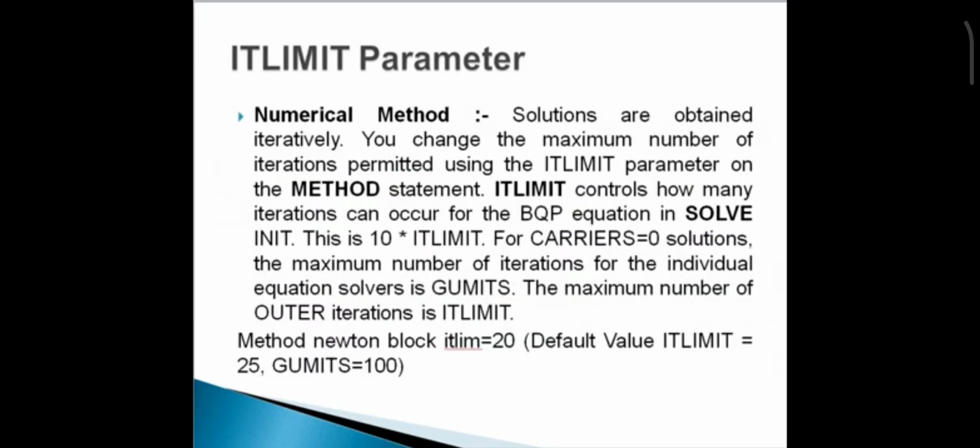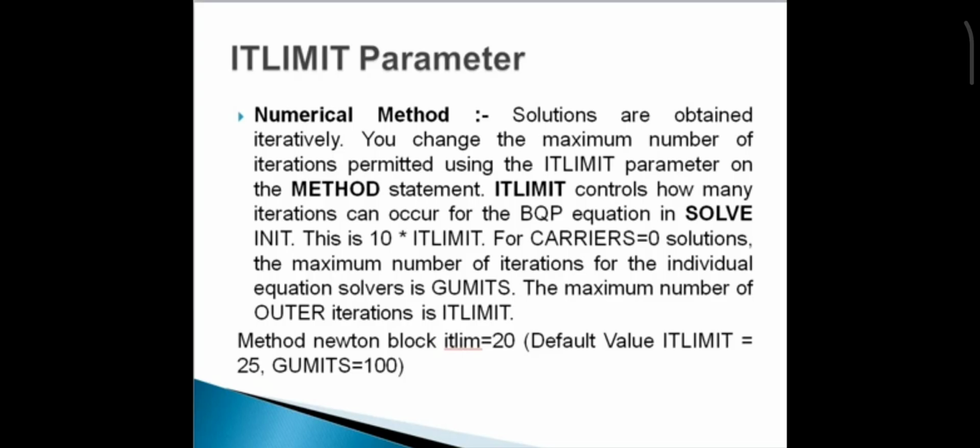The next step is setting the itlimit parameter in the method statement. Numerical method solutions are obtained iteratively. You can change the maximum number of iterations permitted using the itlimit parameter on the method statement. Itlimit controls how many iterations can occur for the BQP equation in solve init. This is by default 10 times itlimit. For carriers=0 solutions, the maximum number of iterations for the individual equation solved is gumitr. The maximum number of outer iterations is set by itlimit.